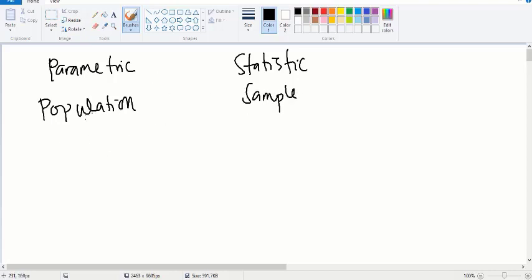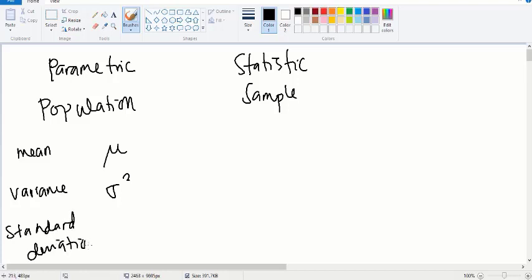And remember, the population mean is usually denoted by mu. Ang kanyang variance is denoted by sigma square, and the standard deviation is usually denoted by just sigma. Dito naman sa statistic, it is the x bar, it is s square, and of course, the square root of that is s. This is the parameter versus the statistic.